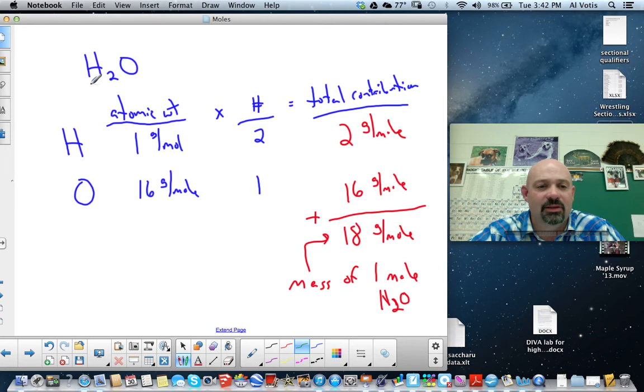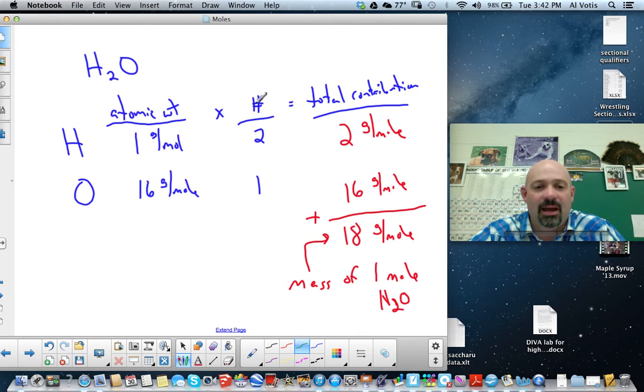So here's a simple example with water, H2O. Hydrogen and oxygen are the 2 elements in it. Notice I don't put the subscripts in, I just write all the elements that are present in our formula. I write down the atomic weight. Hydrogen is 1 gram per mole, and atomic weights we're going to round to the nearest whole number. Oxygen is 16 grams per mole.